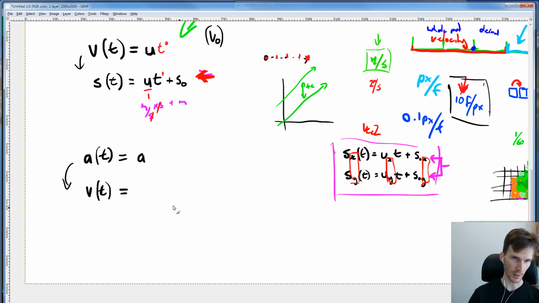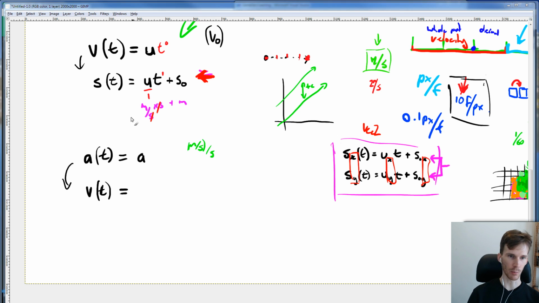Does that make sense? As time goes on, we accumulate acceleration, which is meters per second per second. So we end up with velocity v at time t equals at, plus, just like we had this initial position here, we're going to have this initial velocity, which we already have a symbol for. We have u.